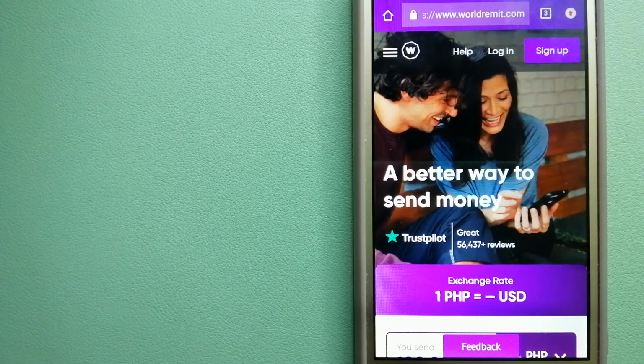They are changing the way people send money abroad, and they are taking something complicated and making it simple.